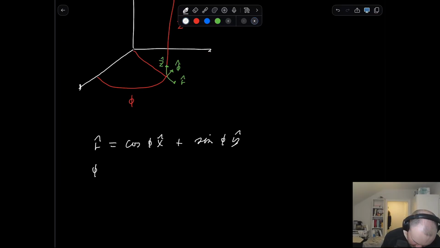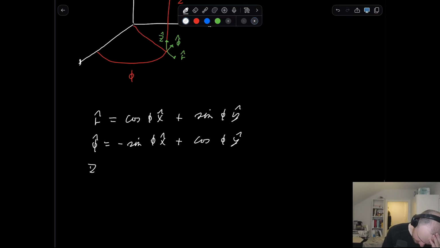Phi hat is also pretty easy, because that's just 90 degrees to r hat, so you can either take 90 degrees, or you can just do the derivative, it's actually the same. If you do the derivative, you get minus sine of phi in the x hat direction, and then plus cosine of phi in the y hat direction. And z hat is just unchanged, like that. Cool. Okay, that's pretty neat. We can also do more cool stuff.